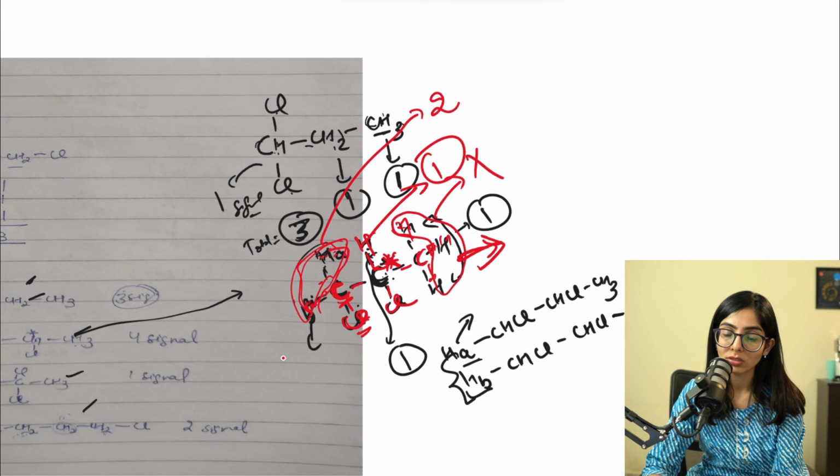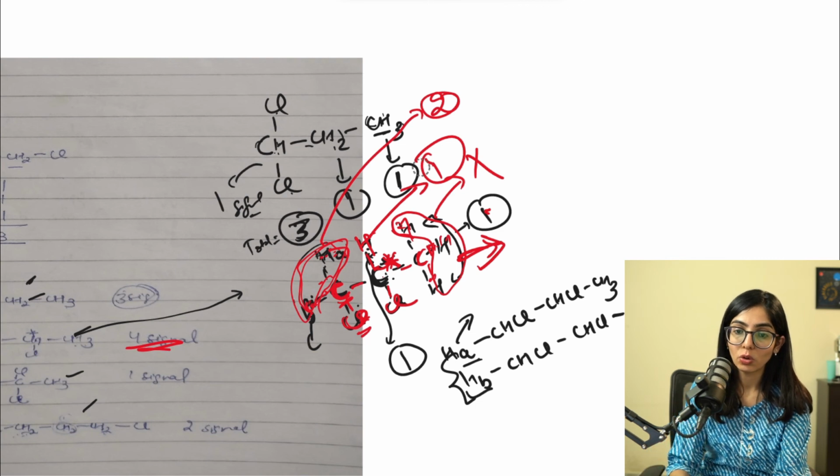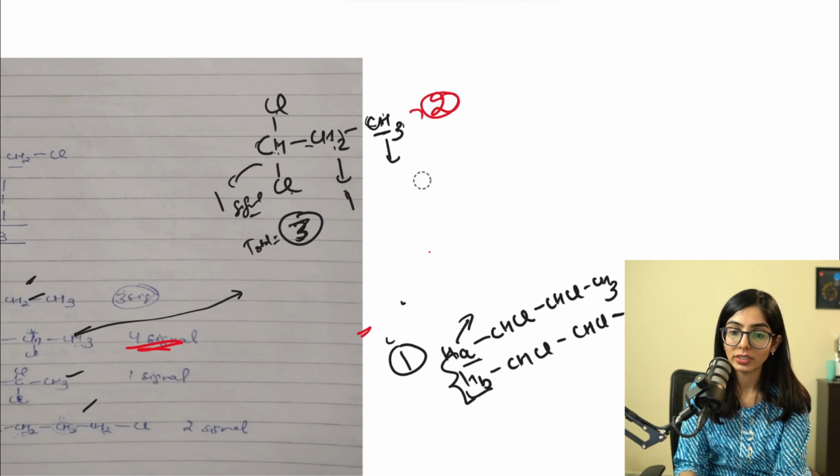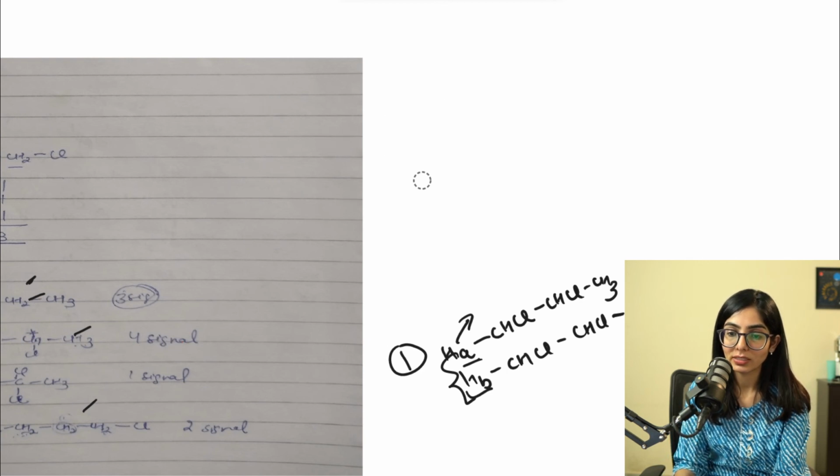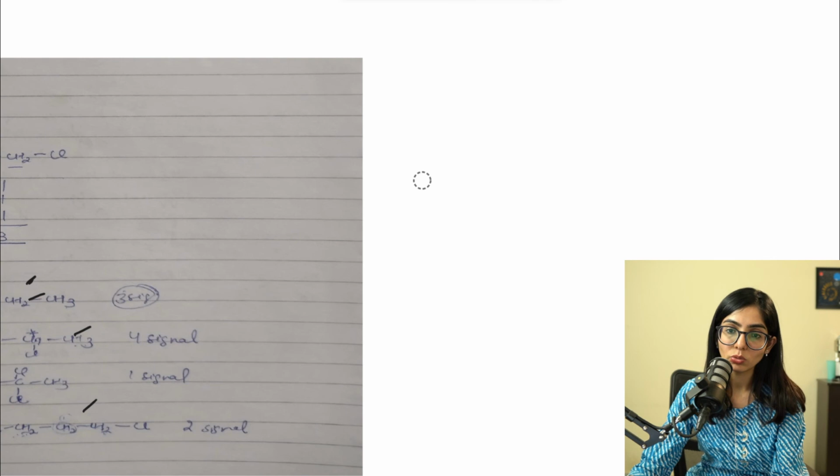So 2, 1, 3, 4. Basically it will be giving four signals. I hope this is clear to you guys. If you don't understand, what will I do? I'll just repeat it for you guys. That's the maximum I can do.